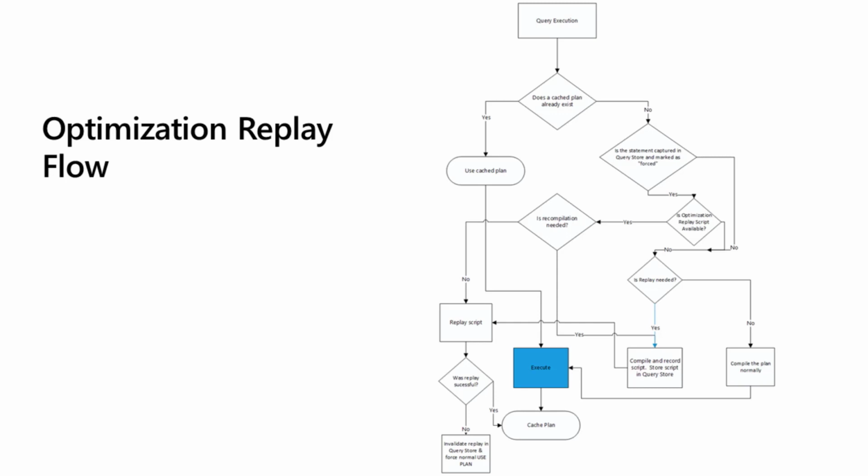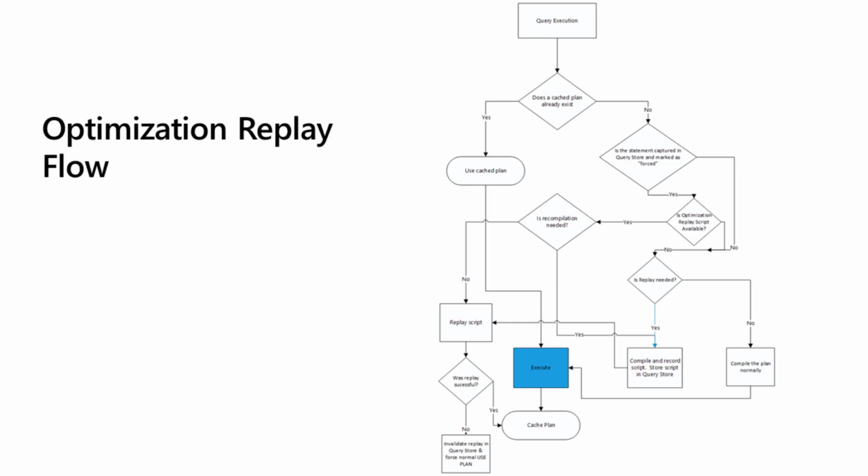So if the query is marked as forced, we check to see if the replay script is available. If it's not available, we ask, do we need to recompile for any reason? No. Okay. Let's create the replay script, execute the replay script, and if for whatever reason the replay script was not successful, we will fall back to the Query Store USE PLAN query hint. If it was successful, we cache the plan and everything is good like it's supposed to be.